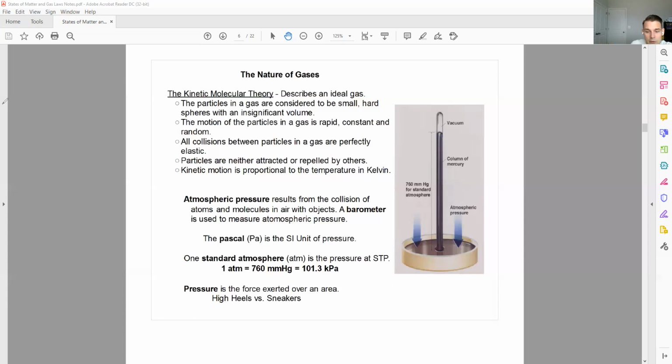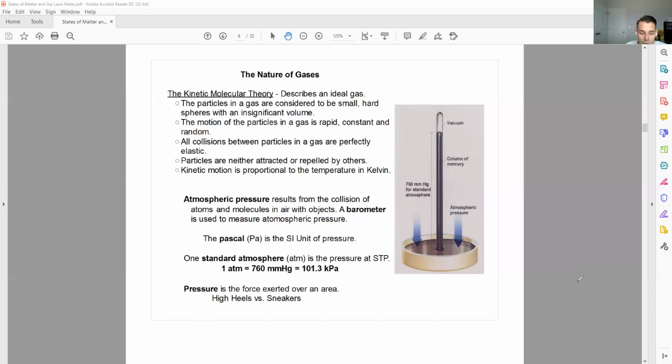Atmospheric pressure results from a collision of atoms and molecules in air with objects, and a barometer is used to measure atmospheric pressure. You can see this is an original barometer where you've got a pool of mercury and a tube with a vacuum in it. As the atmosphere is pushing down on the mercury, it goes up into the tube. And one of the units for pressure that we are going to talk about is actually millimeters of mercury, where they literally measured how many millimeters of mercury it went up in this column.